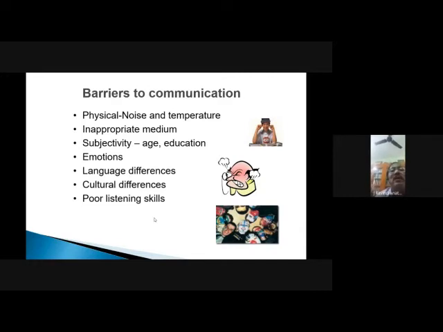Temperature, in summer, causes difficulties to communicate. Suppose you don't have a fan whirring above you. I have not switched on the fan, so I feel somewhat uncomfortable. But still, I have to go on. That is one barrier, but it is surmountable. The inappropriate medium. So what kind of medium you have to choose? Is it face-to-face communication, written communication, or non-verbal communication? All these things you have to take care of.